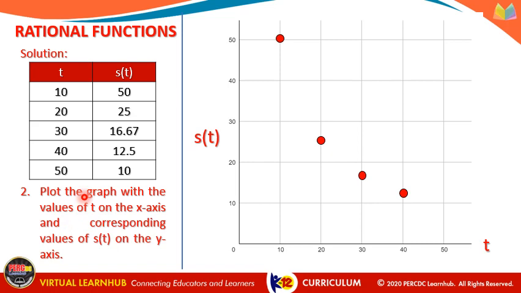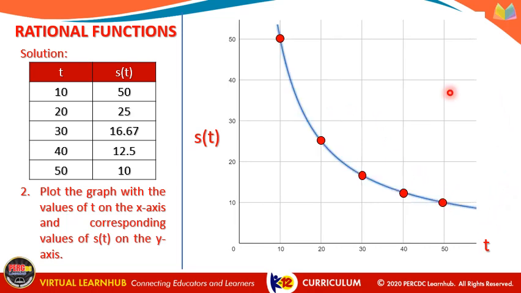And lastly, at time of 50, the speed is 10. So, 50, 10, nandito yung ating point. Tapos yun na, i-connect mo na lang yung mga points natin. And there you have it. This is now our graph for the given problem.